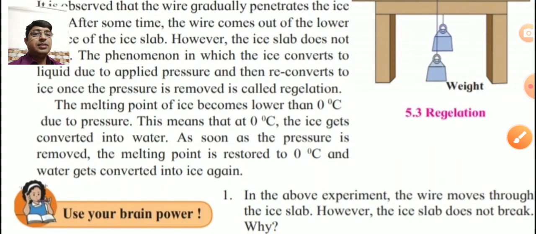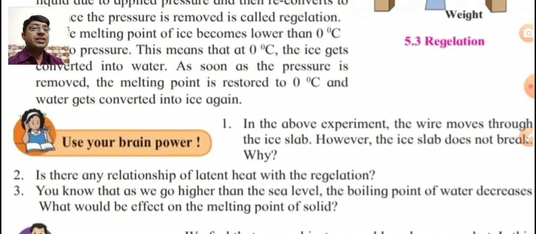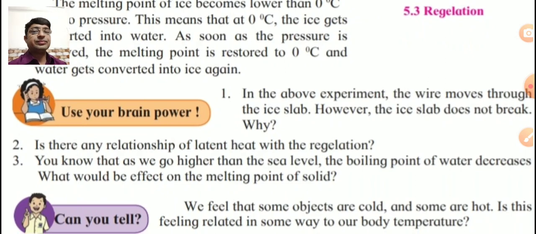Next, the melting point of ice becomes lower than 0 degrees Celsius due to pressure. This means that ice gets converted into water, because the melting point as well as the freezing point of water is the same, that is 0 degrees Celsius. As soon as the pressure is removed, the melting point is restored to 0 degrees Celsius again and water gets converted into ice. Remember this point.